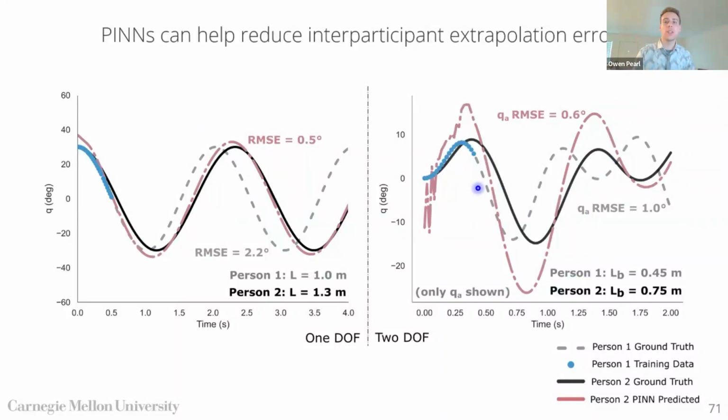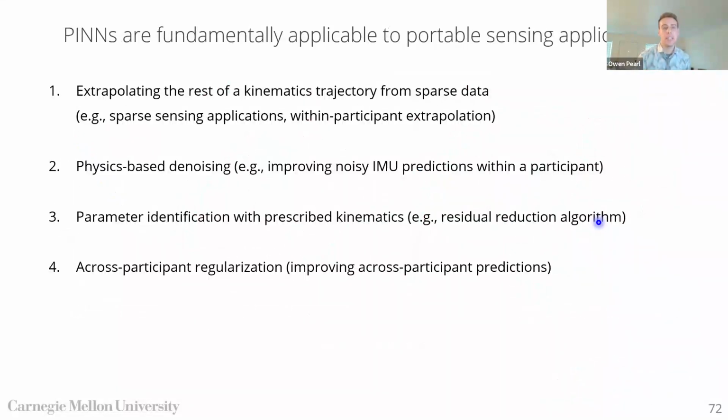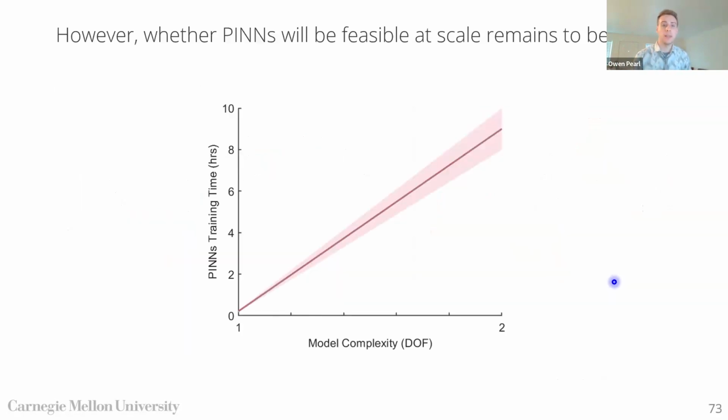But what this shows is that there is potential for yield, for better kinematics accuracy, if even though we only have data from other subjects, we can embed the physics from a new subject. So there is improvement to be had from PINNs in this way. To recap, it seems that PINNs are fundamentally applicable to extrapolation, physics-based denoising, parameter ID, and across-participant regularization. But there are a lot of limitations, the main one being that I only tested this on a 1-degree freedom system and a 2-degree freedom system.